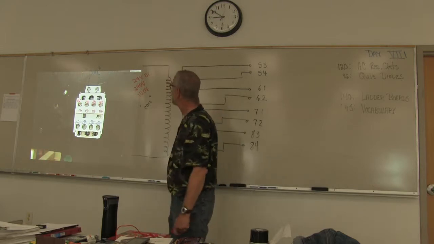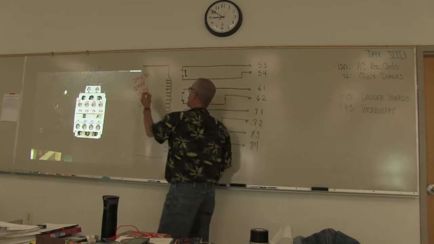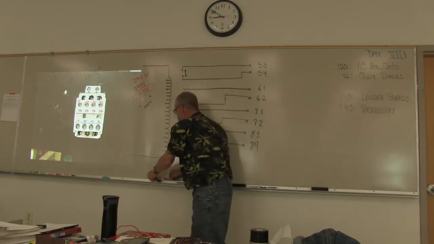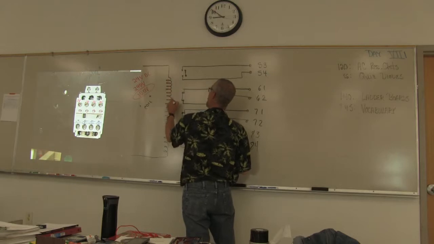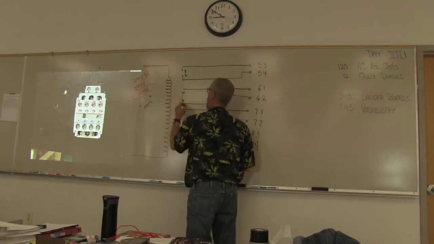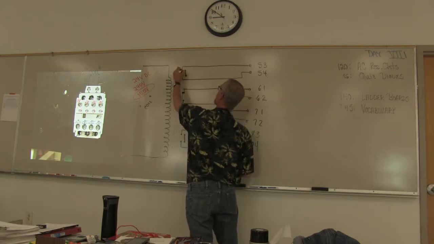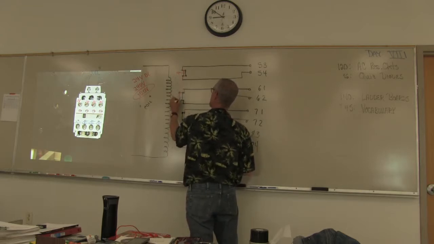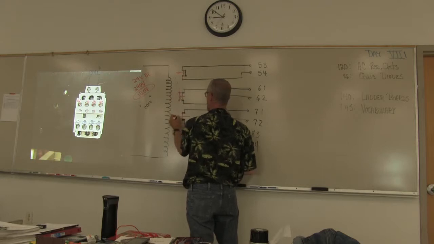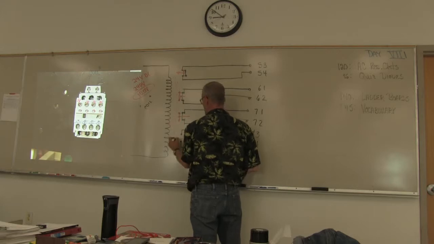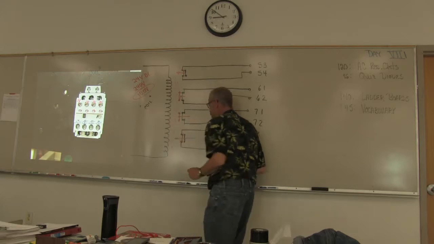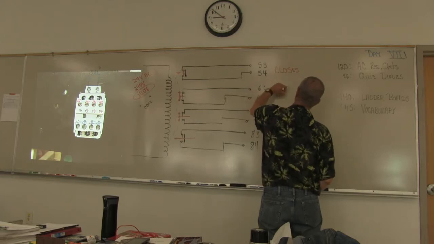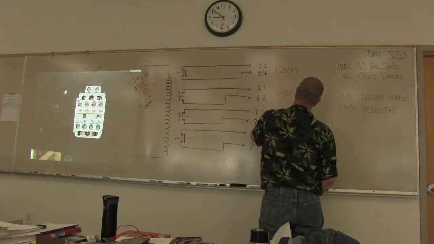Okay, so when we apply 24 volts, 240 volts, or in this case 120 volts to that coil, what happens? Well, what happens is this coil generates a magnetic field that pulls against these, drawing this here, drawing this here, drawing this here, and drawing this here. This one closes. This one opens, this one opens, and this one closes.